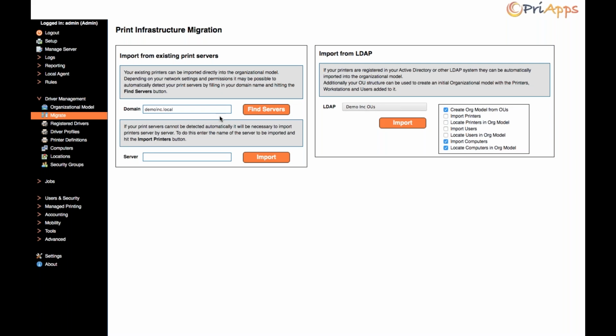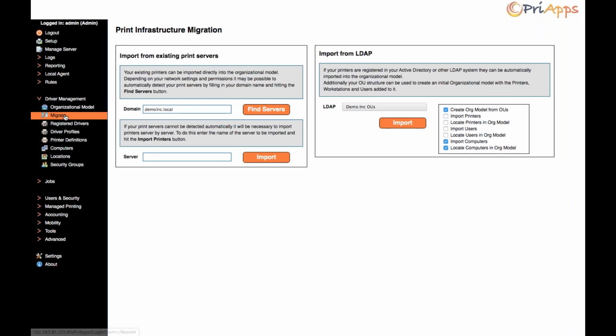If the customer doesn't have its printers defined in an LDAP, it doesn't have print servers, we can simply use basic spreadsheets to import the data, so you're not having to configure printers one by one within our solution. So it's very easy to get the data in here.